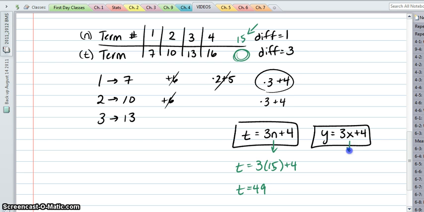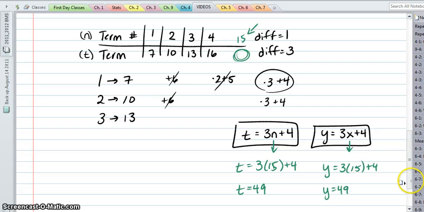And then same thing if you were using y and x. That's what it would look like here. So the 15th term is equal to 49. And then I could ask you, what's the 100th term? And again, you can plug it into the equation to find that 100th term.